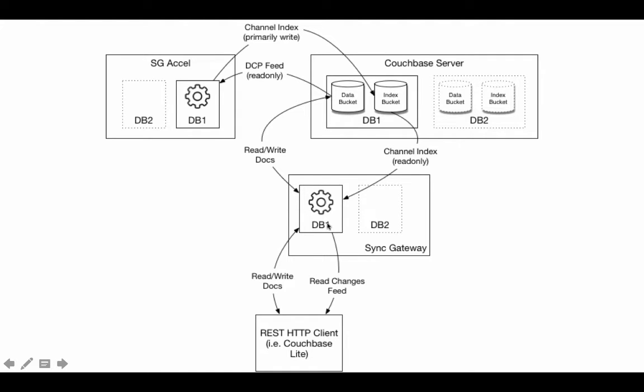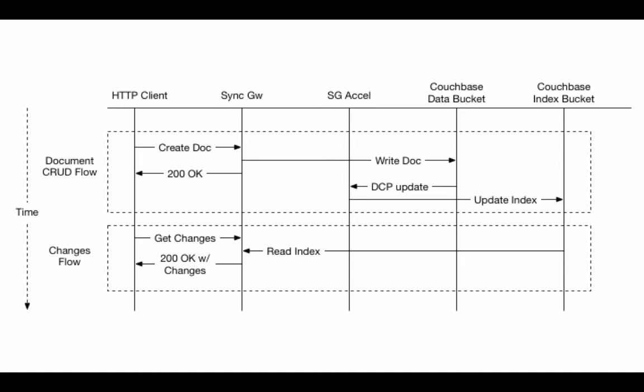Now SyncGateway is primarily reading and writing documents to the backing data bucket and then retrieving its index from the index bucket, and that allows it to perform the synchronization function that enables all the synchronization capabilities and replication capabilities of a Couchbase client. This diagram shows the data flow that's happening.